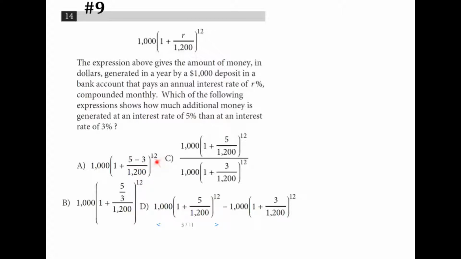However, because we're taking it to the 12th power, we end up with 2 to the 12th, which is very different than 5 to the 12th minus 3 to the 12th, for example. So we know A is wrong. Division is also not the appropriate way to do it here for B. And for C, dividing the entire ratios, or the entire formulas, is not correct. Choice D is the best answer.